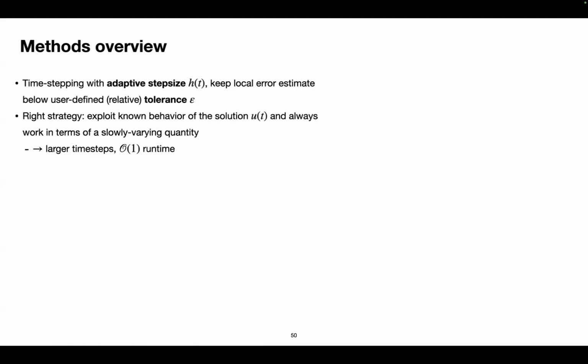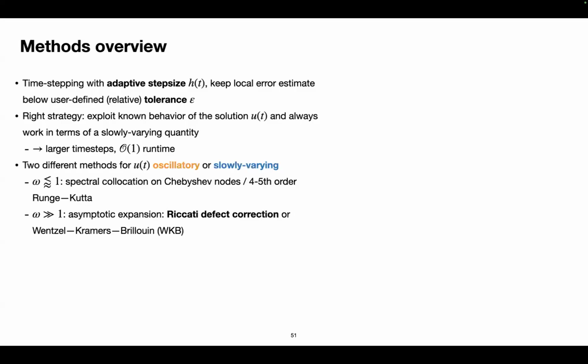So they also will basically adjust their behavior based on what the solution is doing. If it is oscillatory, they're going to do one thing, and if it's non-oscillatory, they're going to do something else. And this makes it so that these time steps, h of t, are going to be quite large. And this is what results in the short runtime and the frequency-independent runtime.